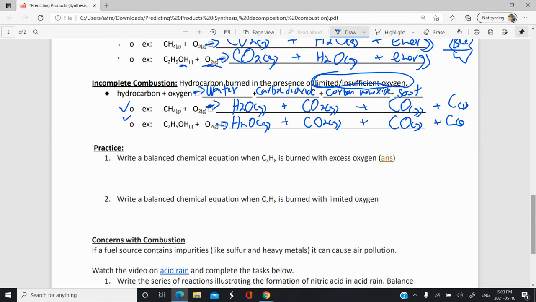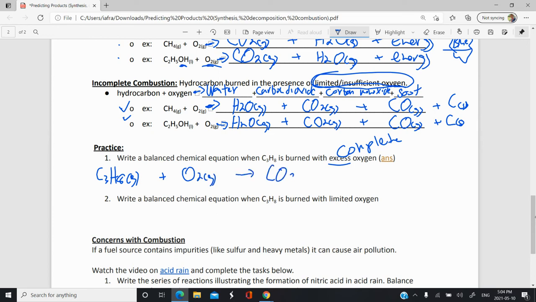So we're going to try this one out here. We're going to write a balanced chemical equation when C3H8 is burned with excess oxygen. So let's go ahead and write that out. We have excess oxygen, so what does that mean? We know it's a complete combustion. We'll put C3H8 as a gas. If it's combustion, it's reacting with oxygen, which is a gas as well. And it's going to produce some CO2 gas because it's a complete combustion here, plus H2O gas, plus energy. And it's that energy you would use to grill something on a barbecue.